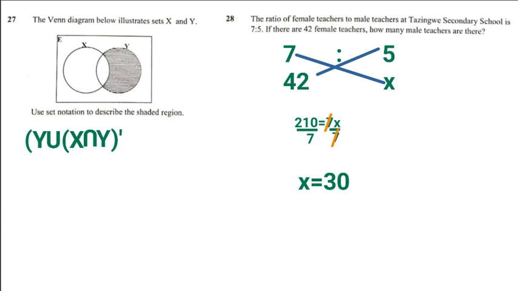Now like I said earlier on, I said that I'm going to change where I wrote Y in question 27. So it's not supposed to be Y. It should read as X union, open bracket, X intersection Y, close bracket. So it should read X union X intersection Y complement. These are complements. The shaded area contains elements that are not found in that set I've labeled there.